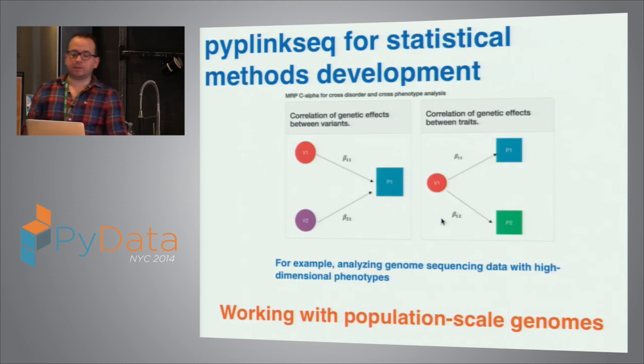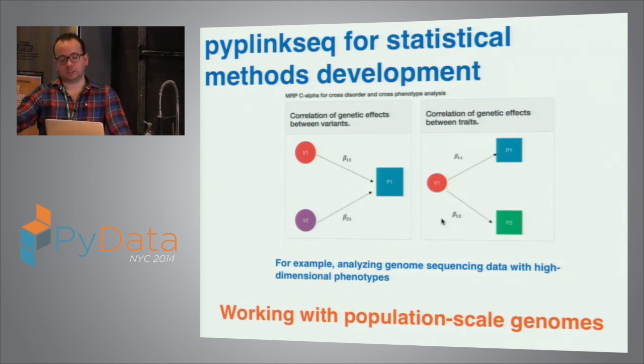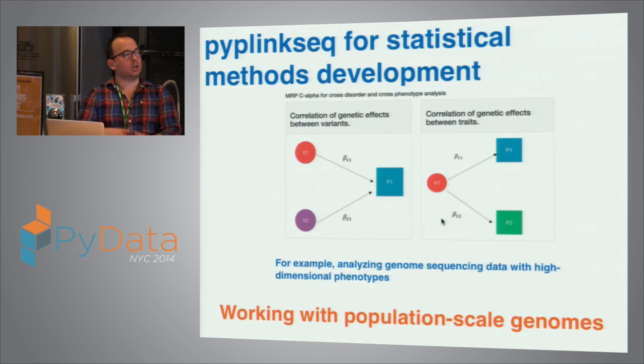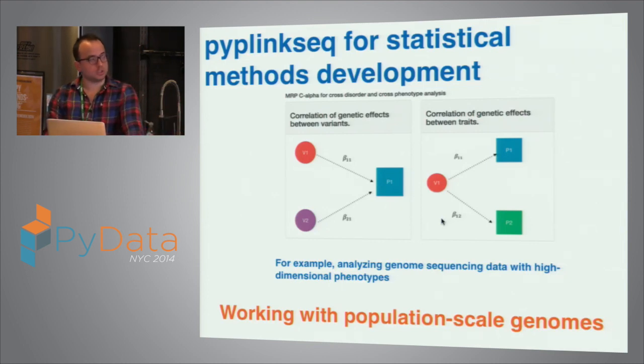An example of the types of methods developed in pyPLINK includes this statistical test, which we call C-alpha MRP. With this statistical framework, you'll be able to analyze genome sequence data with high-dimensional phenotypes. So if you have, for example, a population biobank that has multiple health-related measurements collected, and you want to tie the genetics to those phenotypes, you'd be able to do the association with this approach. If you're looking at multiple disease conditions sequenced, and you have a set of related controls, then you'd be able to do the association analysis with this method as well.